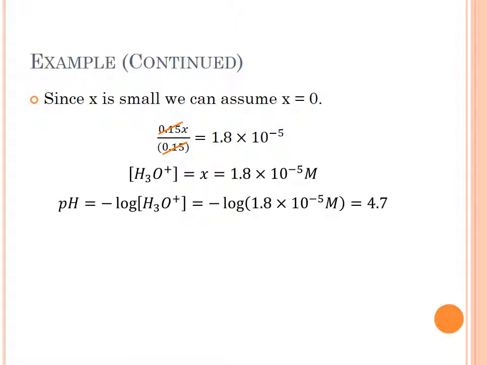And then you're going to take the negative log of 1.8 times 10 to the negative fifth and get a pH of 4.7. And you see if the concentrations are the same, the concentration of the hydronium ion will be equal to the Ka of the acid, or the Kb if you're doing one based on a base, will be equal to the pOH.